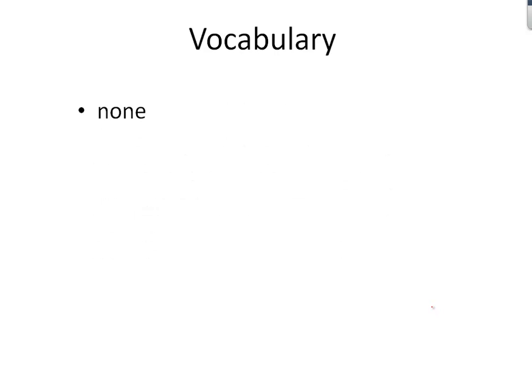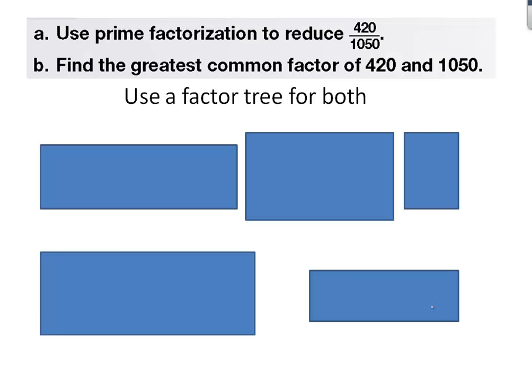For this lesson, we do not have any new vocabulary. Anything we talk about, we should be familiar with and know the meaning of. The very first thing out of the chute is that it's going to ask us to use prime factorization to reduce 420 and 1050 and then find the greatest common factor of those two numbers.